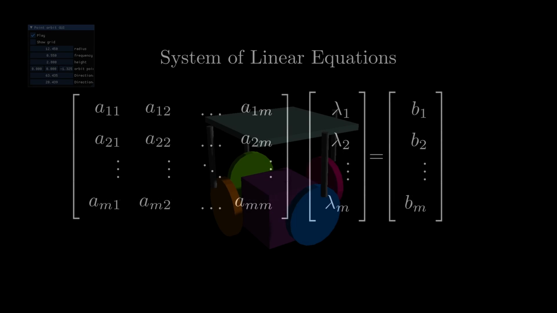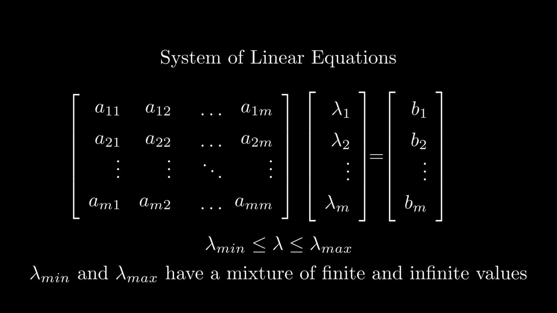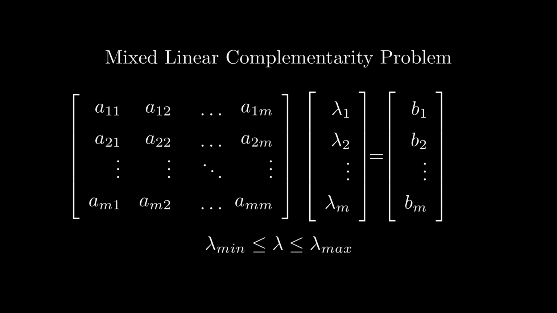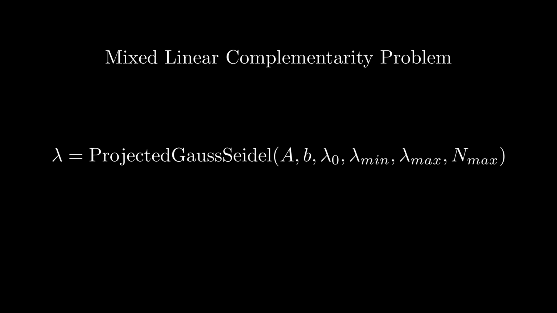But including constraints like motors and collision and friction into the engine add a mixture of finite and infinite bounds on lambda, which transforms this whole thing into what's known as a mixed linear complementarity problem. And there are fewer ways of solving these kinds of problems, and unfortunately, solving the unconstrained equation and then clamping the answer just doesn't always work. But the good news is that there are algorithms out there for solving MLCPs. Slingshot uses the projected Gauss-Seidel algorithm. PGS doesn't have a lot of theoretical guarantees about convergence, but it does pretty well in practice.